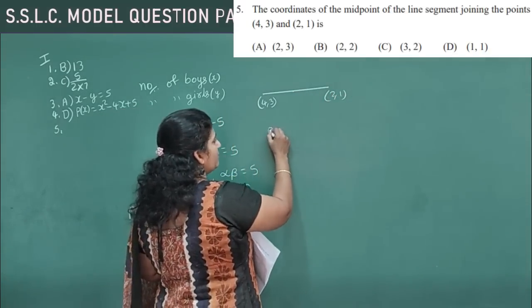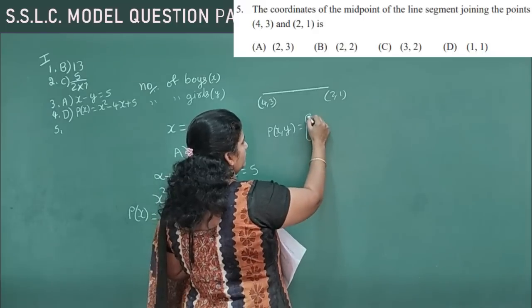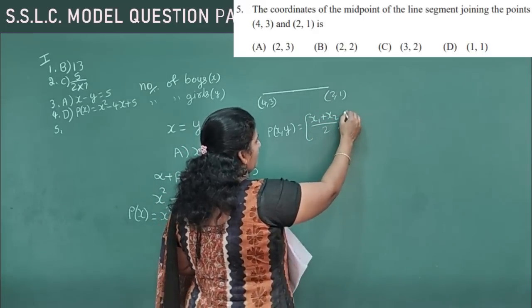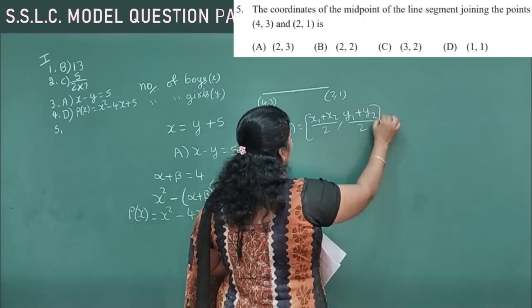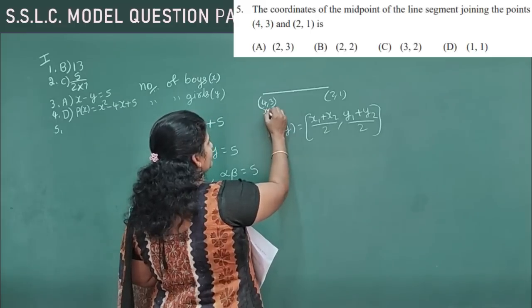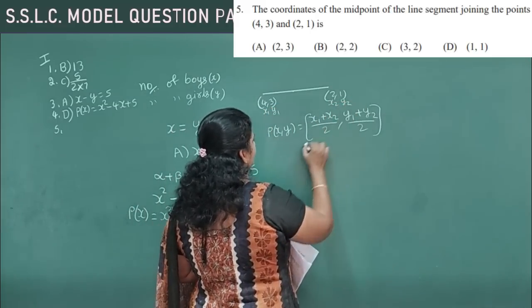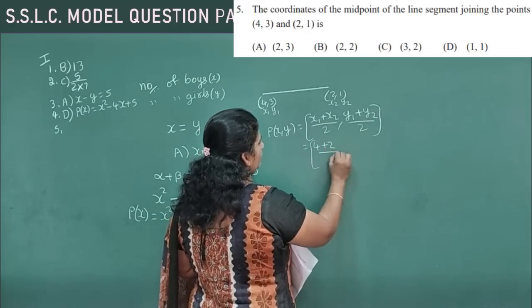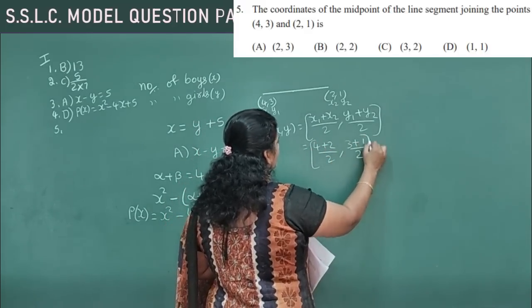Midpoint means you remember the formula. P of x, y is equal to x1 plus x2 by 2, y1 plus y2 by 2. Assume the coordinates as x1, y1, x2, y2. That is 4 plus 2 by 2, 3 plus 1 by 2.